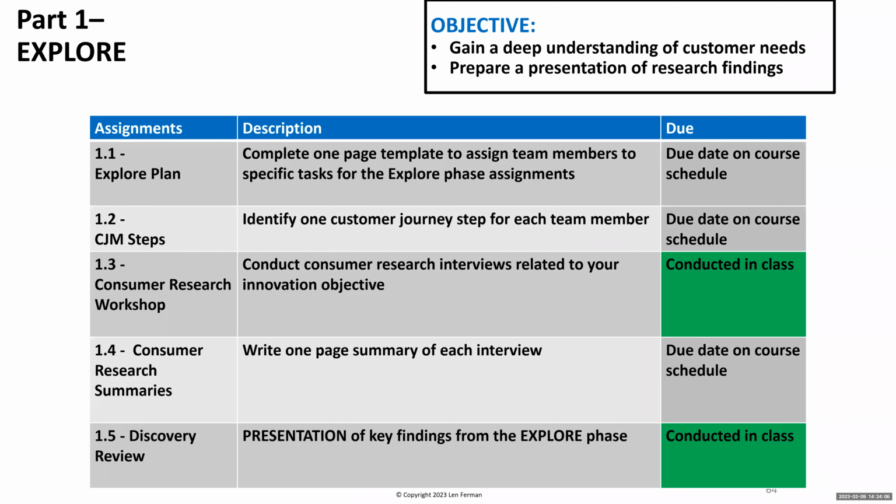As you can see, here's an overview of some deliverables. On the right side, in the due date column, you'll see I have in green where it says conducted in class. So we've got all these in-class workshops. In this explore phase, there's a consumer research workshop where the students interview each other to get a deep understanding of customer needs about whatever their innovation objective is.